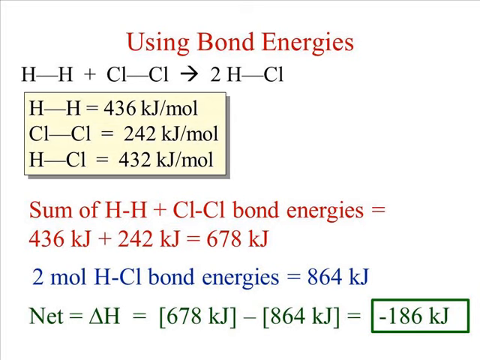If it takes more energy to break the bonds than you get back when you make them, you're going to be endothermic. And if you get back more energy when you make those bonds than it took to break them, you're going to be exothermic.